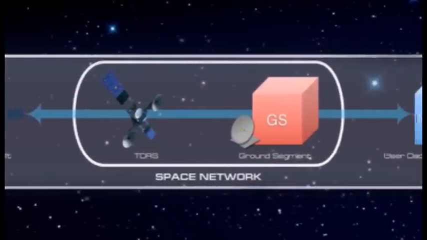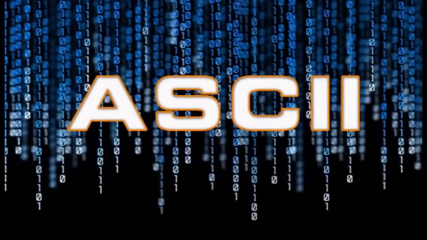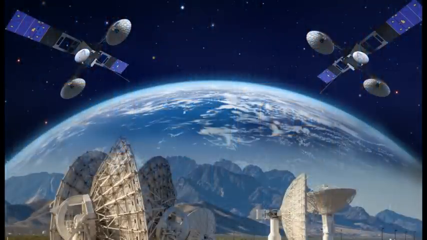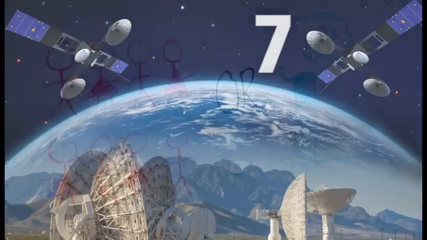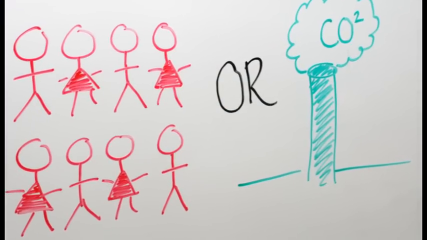satellite system. We have a message we want to send through the satellite system. So what we'll do is translate that message into digital form, and we can use the ASCII coding scheme to do that. So for example, we want to send a message that consists of the number 9 and the number 7. That could be a count of people, or it could be a measurement of carbon dioxide in the atmosphere.